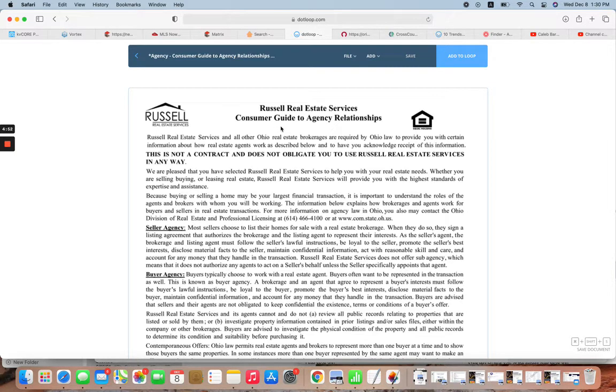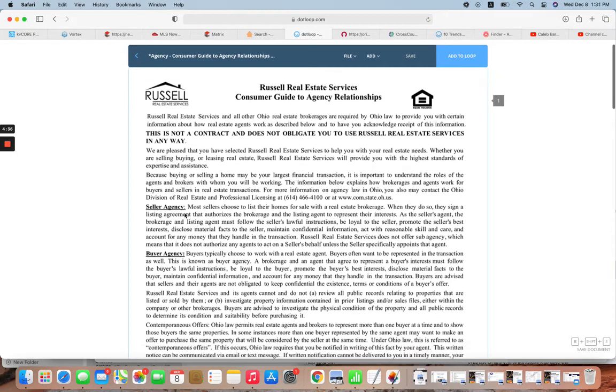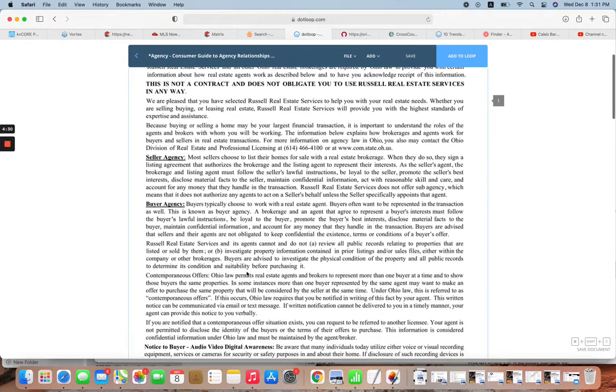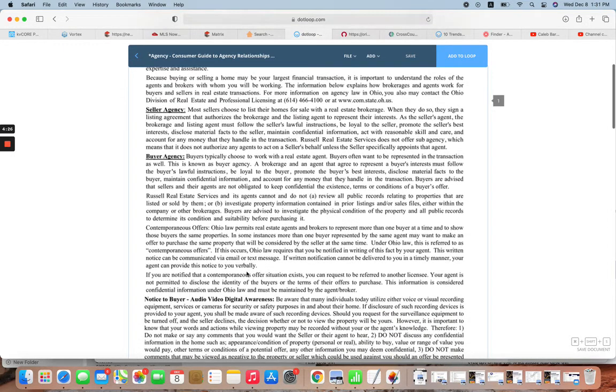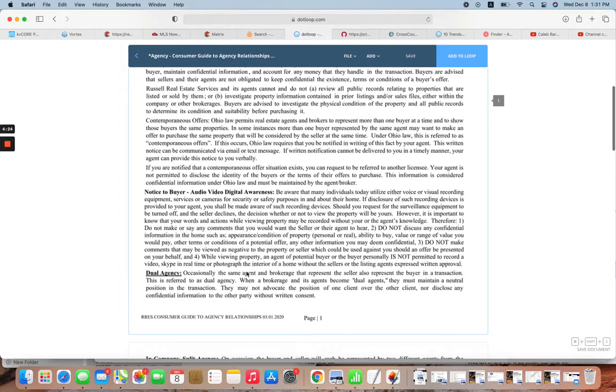Agency Relationships form. In part one, we did go over the first half of this state-mandated form. And again, just to remind you, this is not a contract and it does not obligate you to use Russell Real Estate Services in any way. So in part one, we went over what seller agency was and what buyer agency was and what it means to you. If you have any questions on that, I definitely recommend going back to review that video, and then you can always ask me if you have any other questions.